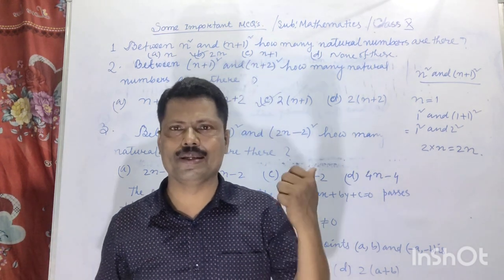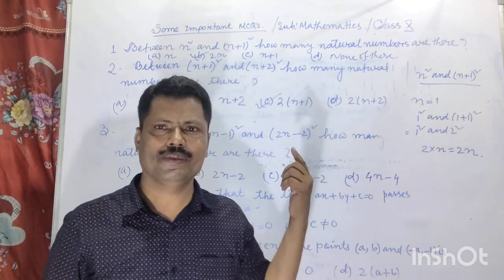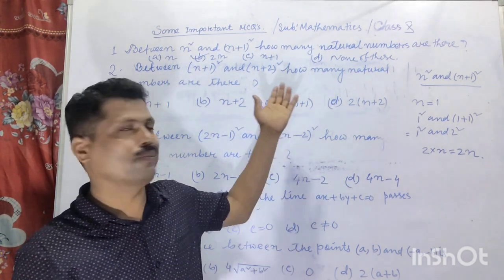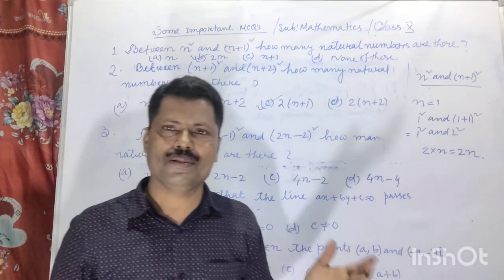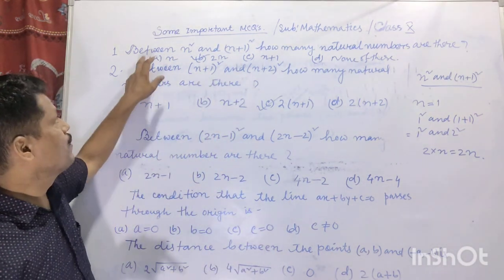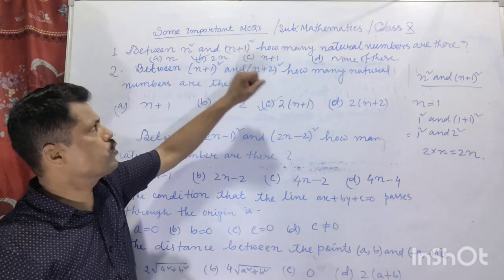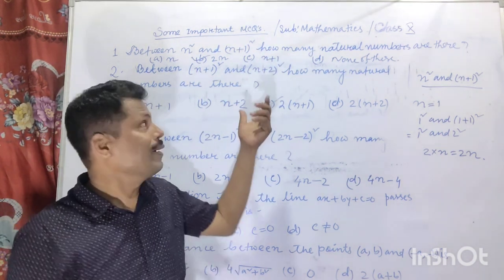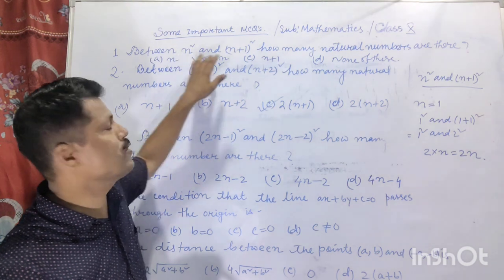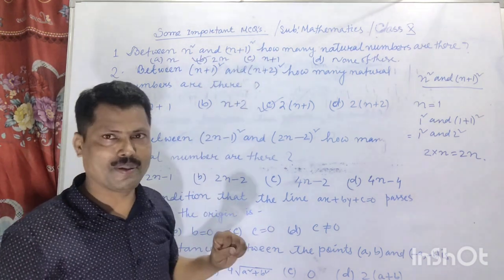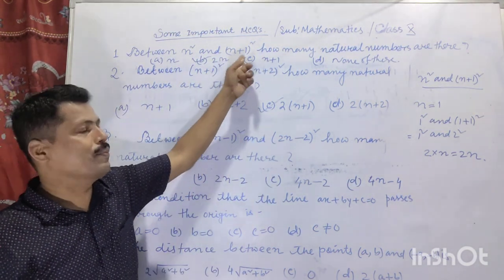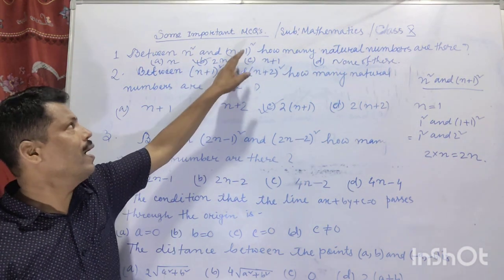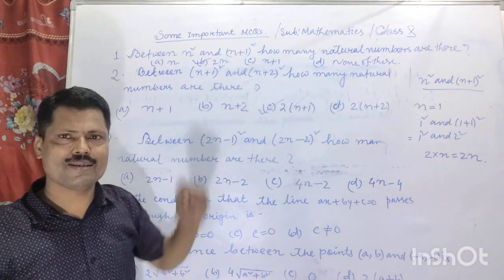Today we are going to start some important MCQs for mathematics of class 10. So let's start now. Between n square and n plus 1 whole square, how many natural numbers are there? Here we have to find out which one is the smaller number and which one is the greater number. So n square and n plus 1 whole square. Obviously n square is the smaller number and n plus 1 whole square is the greater number.